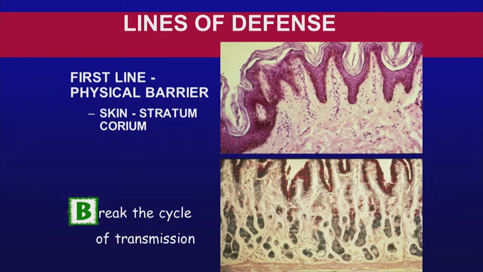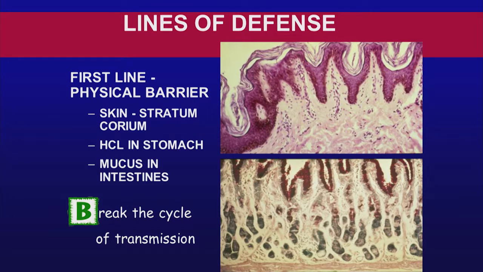And so you have different lines of defense. The first line of defense is your skin, or it could be the acid in your stomach, or it could be the mucus in the intestines. So remember, what's in the digestive tract is really on the outside. So the body has to defend against things on the outside that you eat.